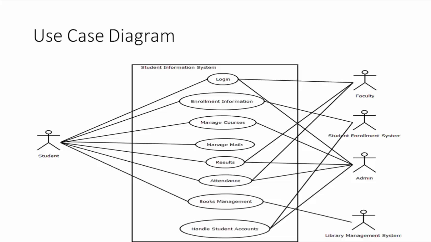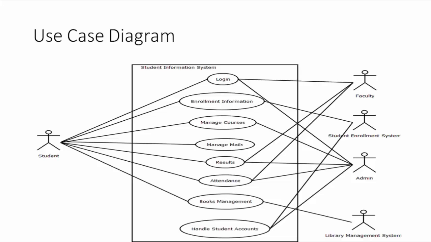This manage mail use case is in turn having three different functionalities. Means in manage mail use case, the student will be allowed to send mails, receive mails and delete mails. Next is results use case. As a student, I will select the courses for which I want to be enrolled in for a particular semester. Now as I have selected my course choices, I will get the results at the end of particular semester.